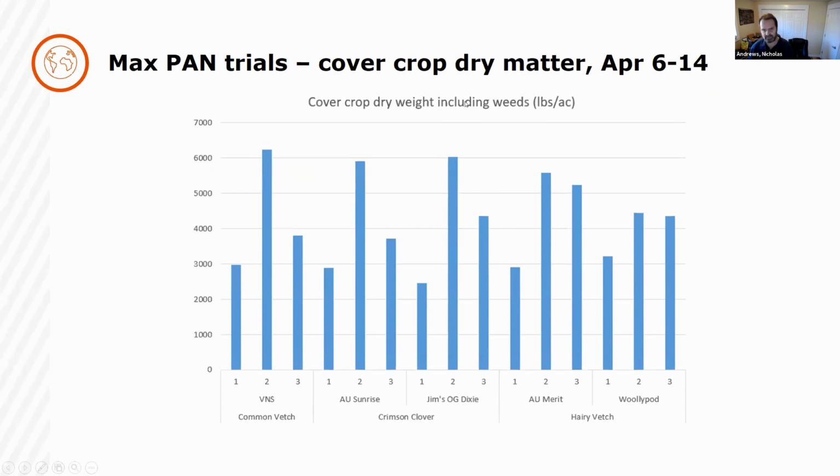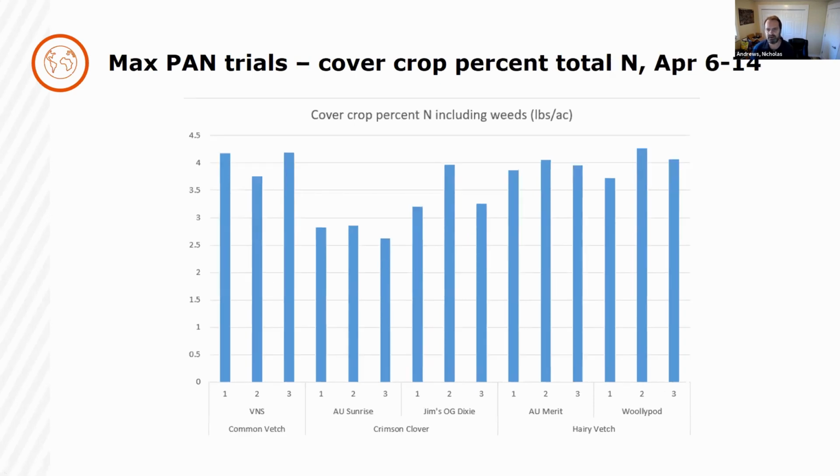You can see that there was quite a bit of variation from the farms, but it's between 3,000 and 6,000 pounds per acre of dry matter from those legumes. This is the cover crop percent nitrogen, including the weeds again. So this is just three farms. Each farm is a replicate. These trials were unreplicated on each farm. So we're not doing any statistics yet because we're still collecting more data this year.